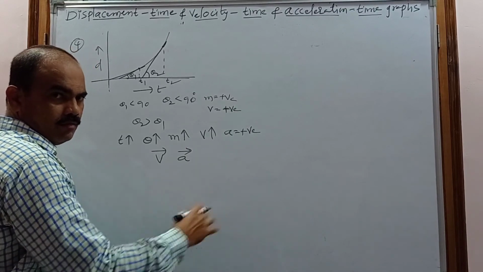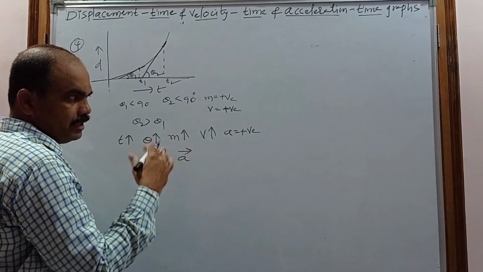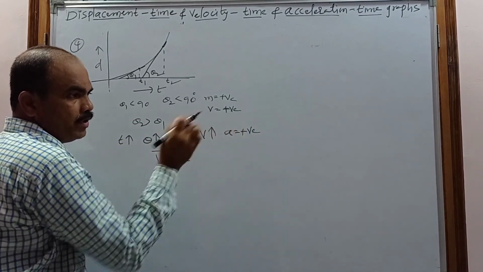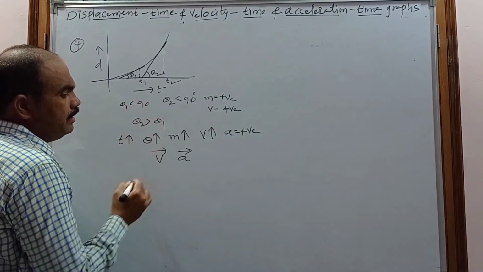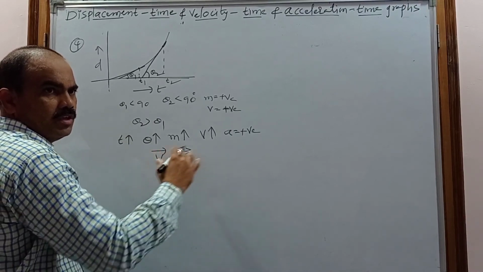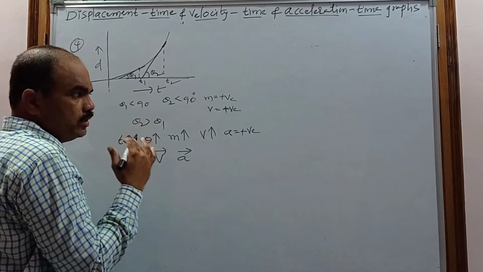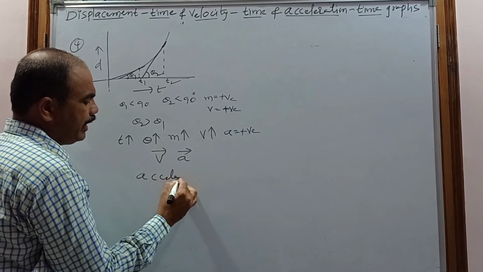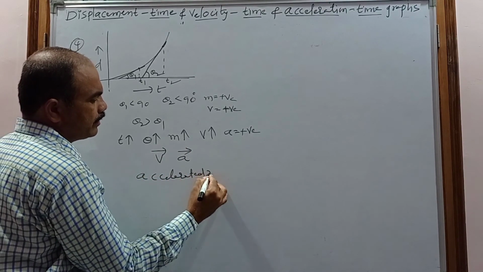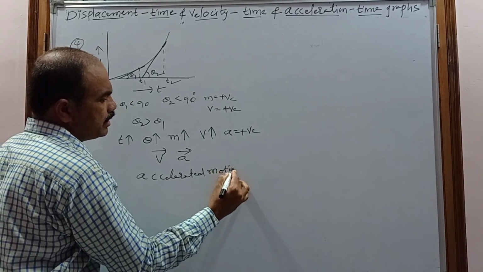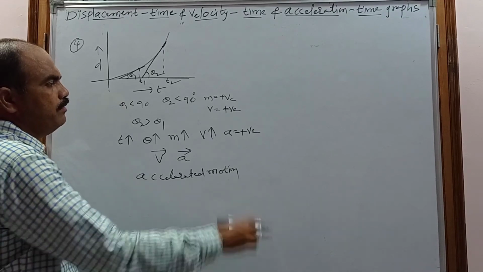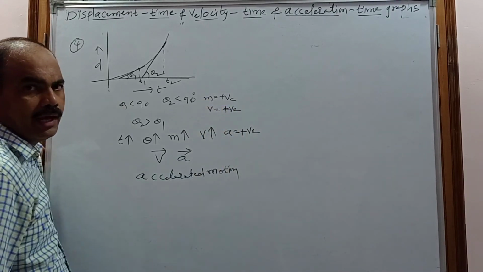Due to that, what happened? The velocity of the body will increase, that's why it has a positive acceleration. So when the body is in motion, velocity gradually increases, due to that it has a positive acceleration. Such type of motion is called what? Accelerated motion. This graph can represent the accelerated motion with positive velocity and positive acceleration.